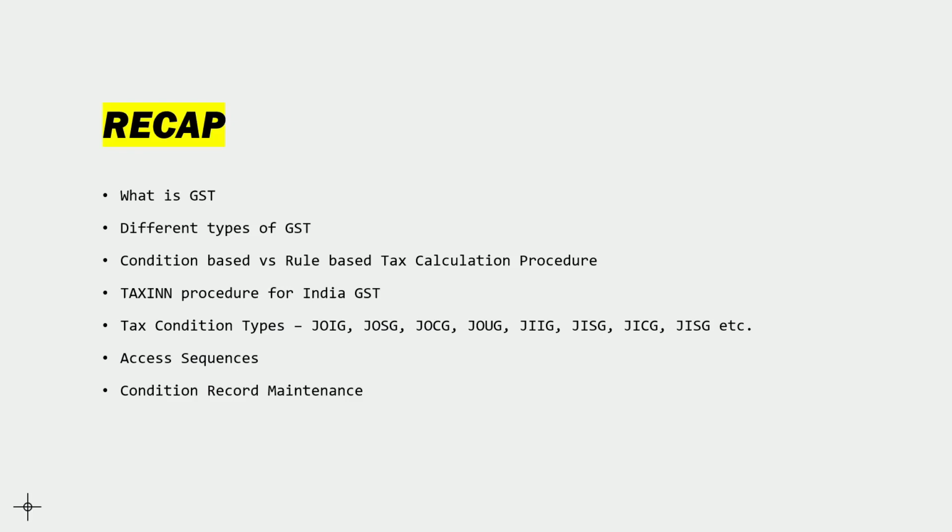We also saw what is an access sequence and how the access sequence will help to determine the condition required for a particular condition in taxation. And we also saw the FV11 and the VK11 tax condition record maintenance, which is used for deducting the tax rates at the time of a transaction posting.